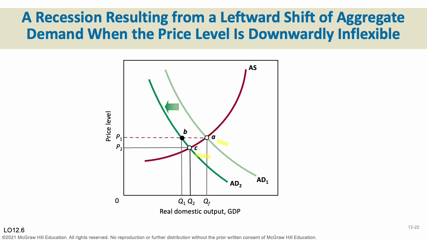If prices were flexible on the way down, we would simply move from equilibrium A to equilibrium C. So recessions, remember, are generally caused by the fact that prices don't adjust very well on the way down, for all of the reasons we looked at already. And we're going to look at them again.